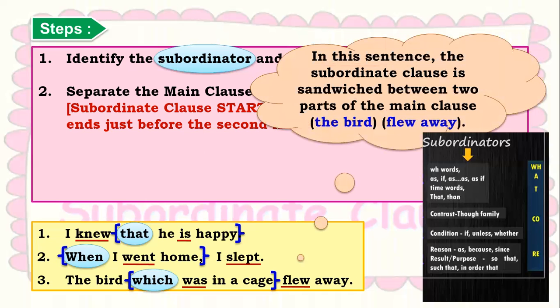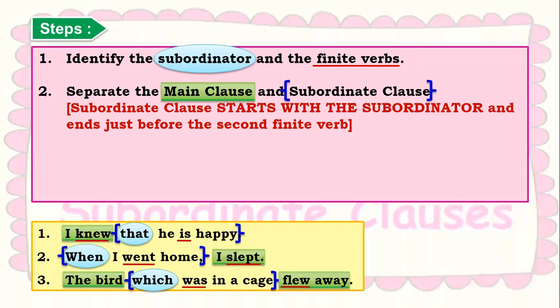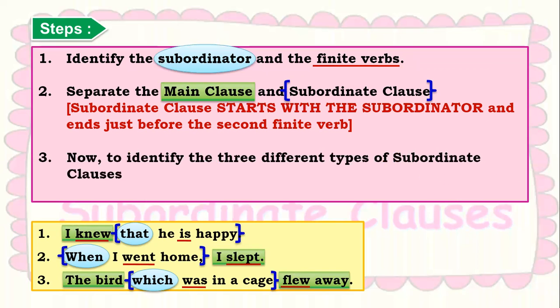So now we are ready to find all the main clauses. Let's mark all the remaining main clauses. I knew, I slept, and the bird flew away. So in this manner, main clause and subordinate clause are to be separated. Well, this is your second step. Now it's time for the third step. So which is the third step? The third step is to identify the three types of subordinate clauses.